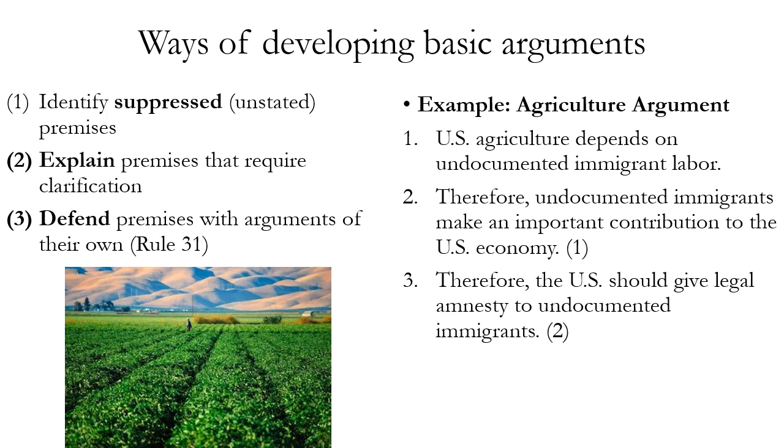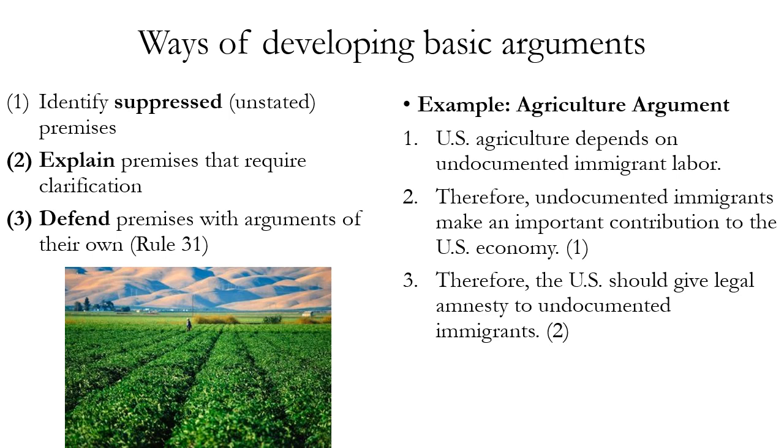Let's look at premise one of this agriculture argument. U.S. agriculture depends on undocumented immigrant labor. Look at the phrase depends on. What does that mean? That's pretty vague as stated. So in order to develop this basic argument, you would want to define or explain what you mean by depends on here in more detail. A similar issue exists for the second premise in that argument. Therefore, undocumented immigrants make an important contribution to the economy. What do you mean by important contribution? You want to define that more precisely so it's empirically verifiable. You can test it against evidence you can gather.